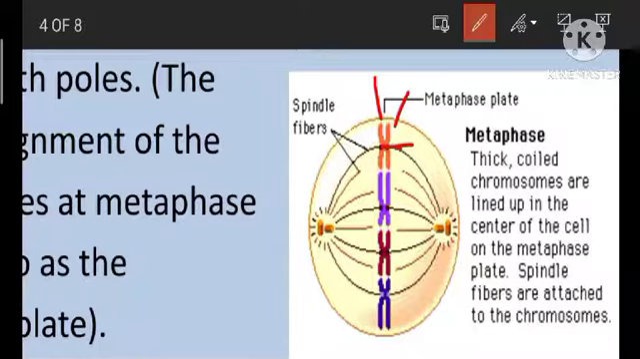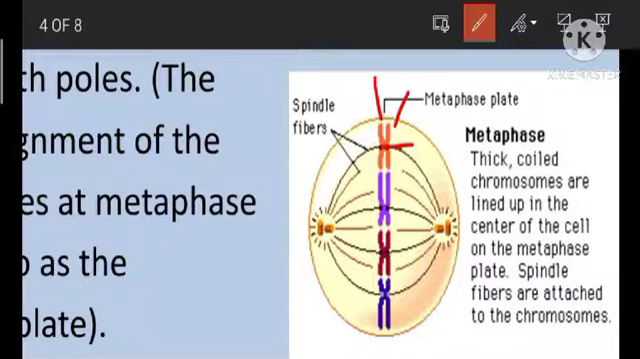All the chromosomes will be getting aligned on the metaphase plate. What is the metaphase plate? The plane of alignment of chromosomes at the equator during metaphase is called the metaphase plate. Okay, so you can see, alignment means arrangement in a line. Here you can see all the chromosomes are arranged in a line at the equator. Equator here means the center of the cell. All the chromosomes are arranged and this is the metaphase plate.